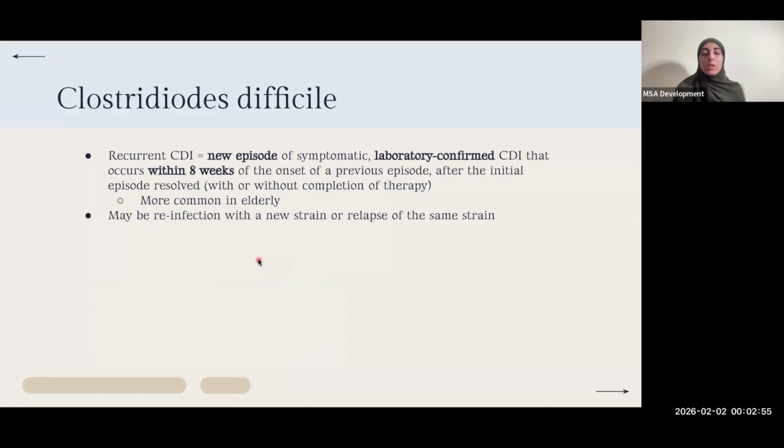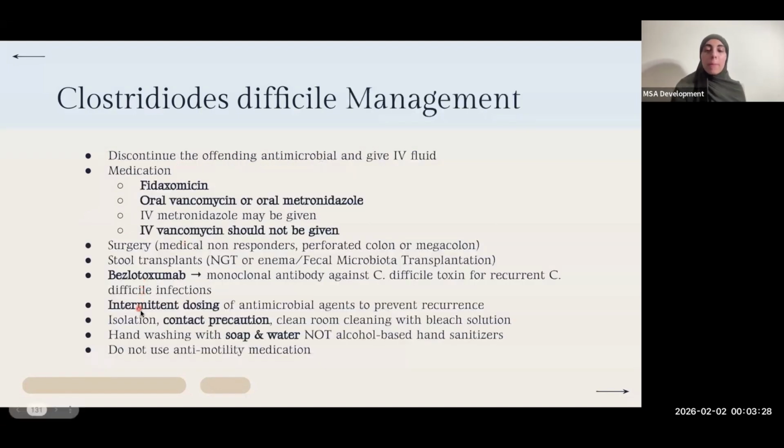diff infection. Okay, so by definition, recurrent C. diff infection is getting a new episode of symptomatic laboratory confirmed C. diff infection that occurs within 8 weeks of the onset of previous episode after the initial episode resolved. So you get a new episode of C. diff that's confirmed by labs, okay, within 8 weeks of the first episode. And this recurrence is more common in elderly, and it may be reinfection with a new strain or a relapse of the same strain.